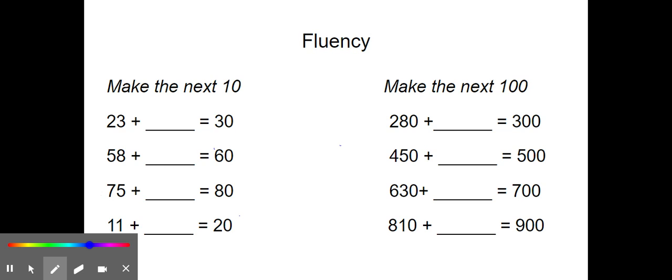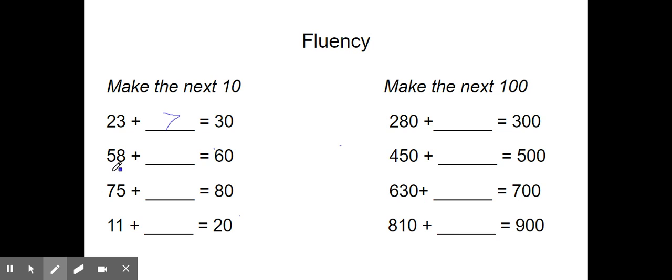Now let's do some fluency. Today for fluency, we are going to be making the next 10 and making the next 100. Pause the video while you quickly think or write down the missing numbers, and then we'll go over it together. Let's go over the first one. 23 plus blank equals 30. How many more ones does 23 need to make 30? 3 and 7 are partners to 10.